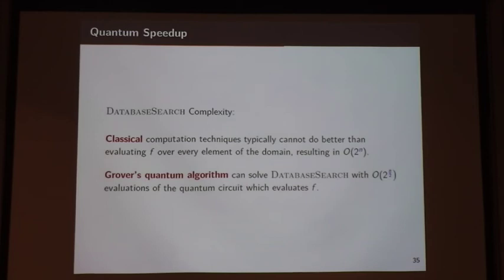In terms of classical techniques, we have 2 to the n for database search, which is brute force. For Grover's quantum algorithm, you get 2 to the n over 2, as long as you have a quantum circuit that evaluates the function f. I'll go over that in a second. Where we're heading is that we'll construct a quantum circuit and then use Grover.